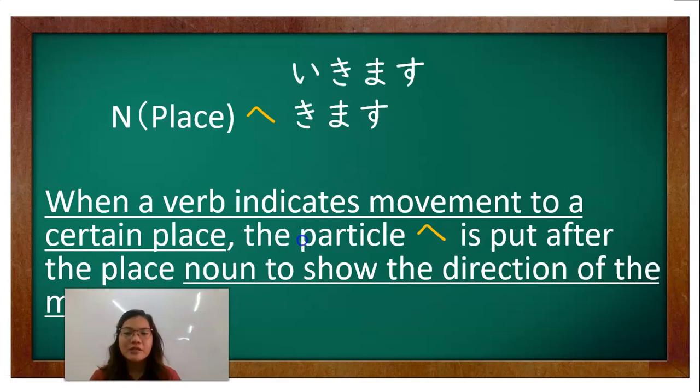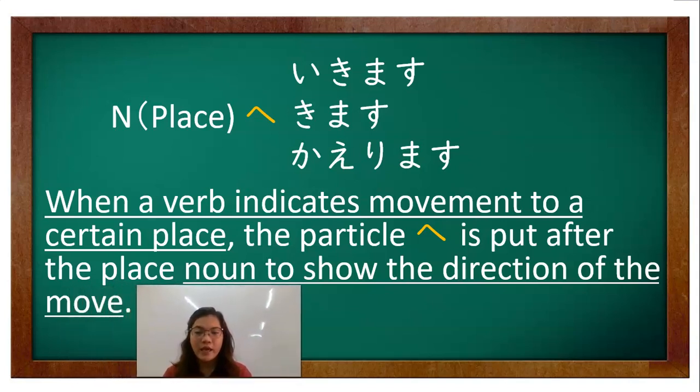Okay, so this is our first sentence pattern in this topic. So this is noun, place. Ikimasu, kimasu, kaerimasu. A noun here is a place. When a verb indicates movement to a certain place, the particle e is put after the place noun to show the direction of the move. Nilalagay si particle e sa place kung yung mga verb ay nag-e-indicate ng kilos papunta sa isang lugar.